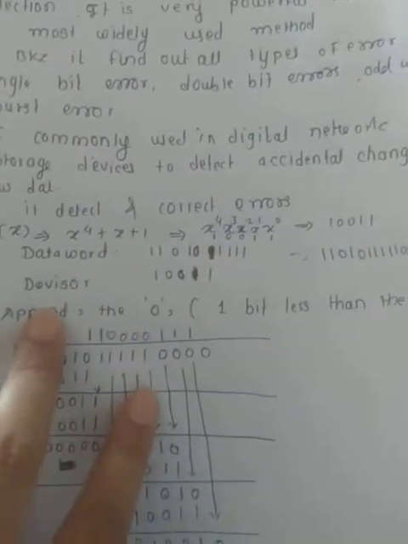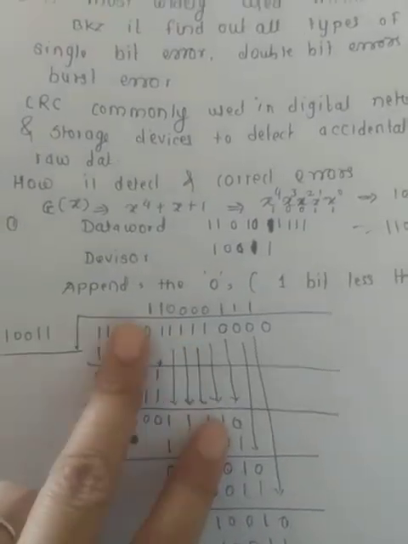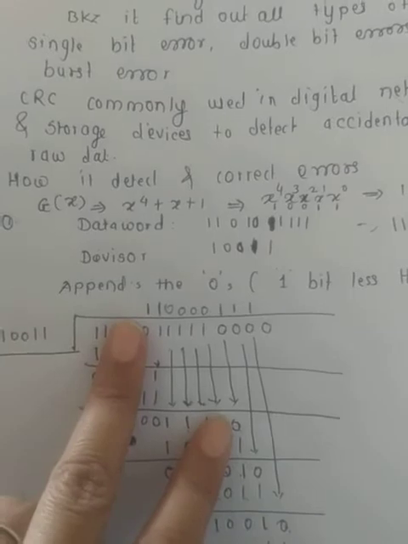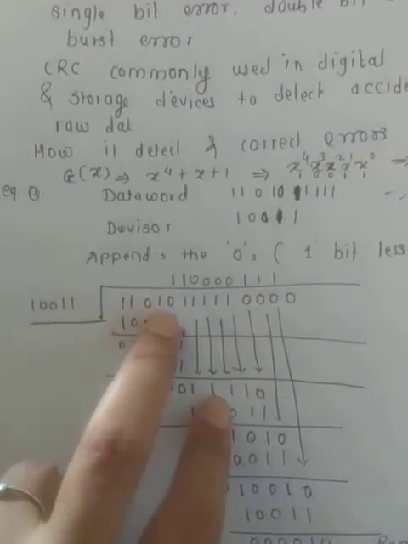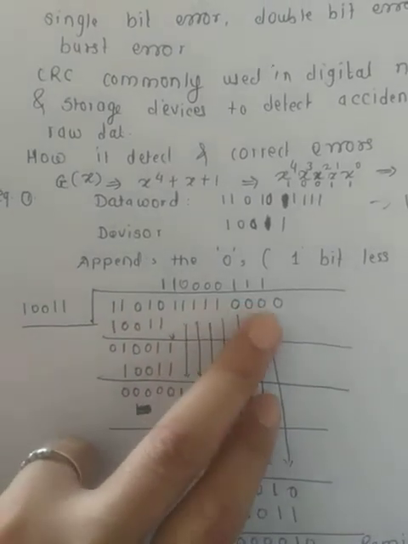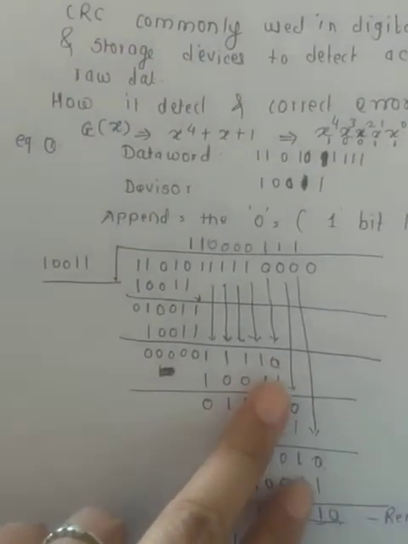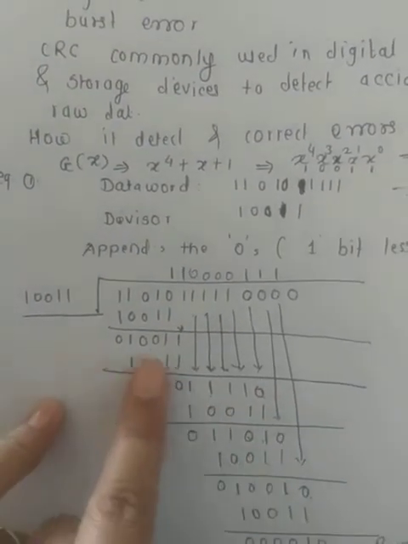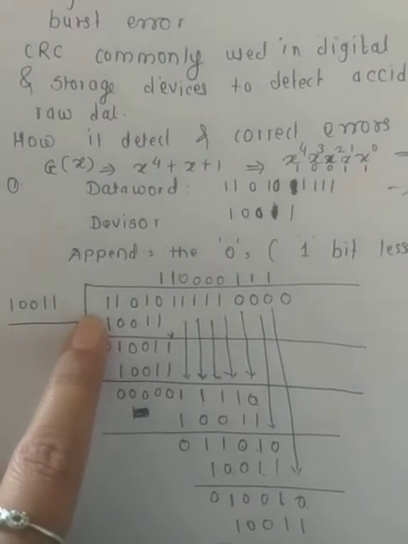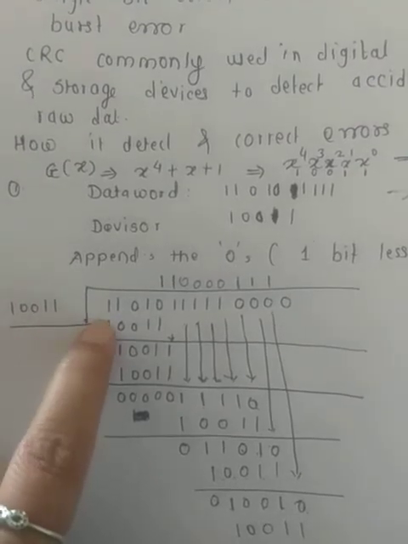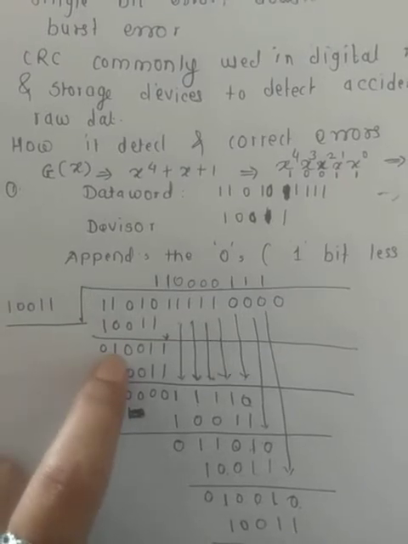Now we have to perform the operation step by step. First we take the data to be transmitted to the receiver, here 1 1 0 1 0 1 1 and these 4 bits. We consider the divisor. Here we have to perform the XOR operation. In the XOR operation, if both inputs are the same, the output is 0. If both inputs are different, the output is 1.